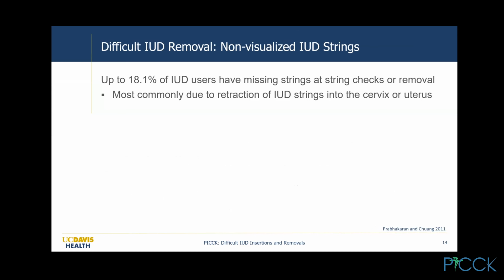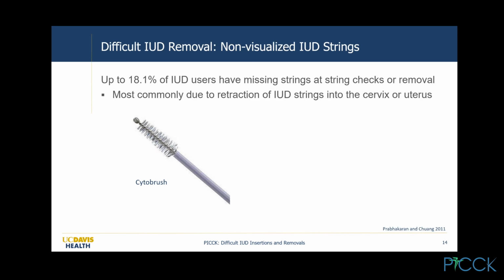The most common one tends to be non-visualized strings. Almost 1 in 5 patients will have missing strings at some point during the time they have their IUD. Most of the time, it's just the IUD strings that have retracted within the cervix and uterus, and you can cope with that in the office pretty easily. If it's within the cervix, many times you can use a cytobrush, which is one part of the PACCK test that we do frequently in the office. You insert the cytobrush into the cervix and twirl it, and oftentimes the strings will get caught up within the bristles, so that when you remove the cytobrush, the strings emerge, and then you can grasp the strings and remove the IUD.